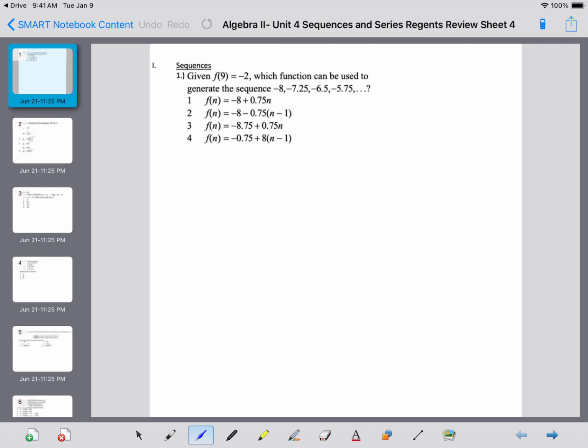So, question 1, sequences. We're given the ninth term, f of 9 is -2. Which function can be used to generate this sequence? We have to try to find a pattern. In order to determine a pattern, you're most commonly going to be getting arithmetic or geometric. So let's check if this is arithmetic or geometric. First, I'm going to check for a common difference. If there's a common difference, you're going to take a term and subtract it from its previous term.